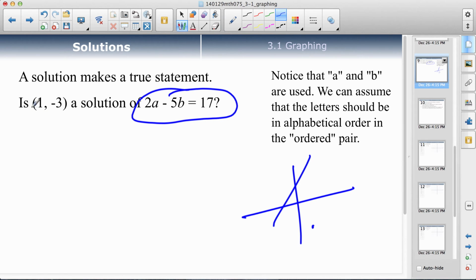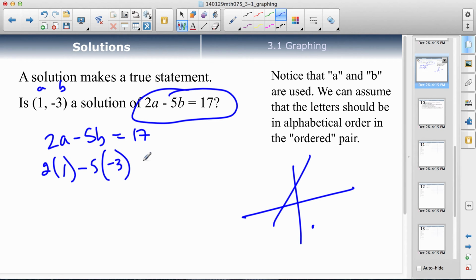The other thing you can do is plug in those points. Again, they're ordered, so this one's got to be A and B. So I could take the equation, and I could plug in a value for A, this is 1, minus 5 times B is a negative 3, is equal to 17. Now, if it's equal, then that means that point is on the line, and that I've drawn my line incorrectly. Okay, let's see. 2 times 1 is 2. Minus 5 times minus 3 is a positive 15. Sure enough, 2 plus 15 is 17. Therefore, yes, that point would be on the line.